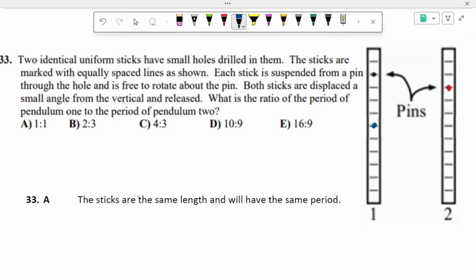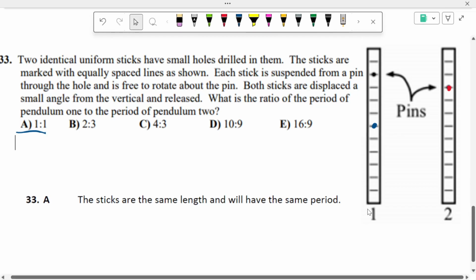But the answer here is still that they are the same. Though the periods for these two scenarios are the same, it's just a coincidence. It's not universal. So now let's check out how to do this one.